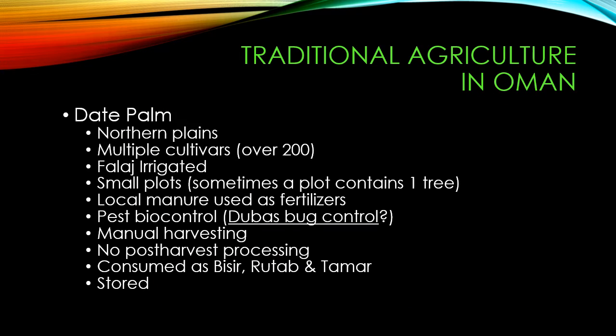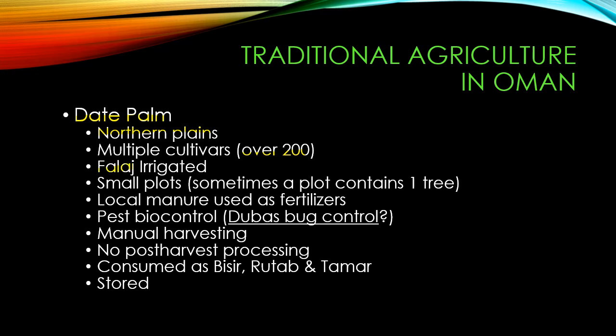Now let's look at another crop, the date palm, which is very common. Much of the date palm is grown in the northern plains of Oman. There are a huge number of cultivars. Remember, even though the pomegranate is grown over very little area, like Jabal Akhdar, there are still more than 5 to 7 cultivars there. So imagine date palm that's grown everywhere in Oman. Obviously, there will be many more cultivars than a few of them. They reach over 200, both male and female.